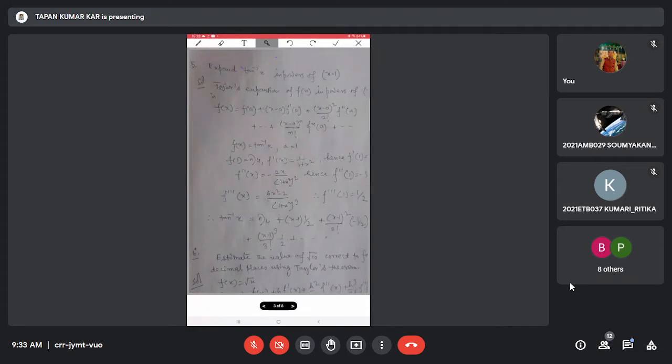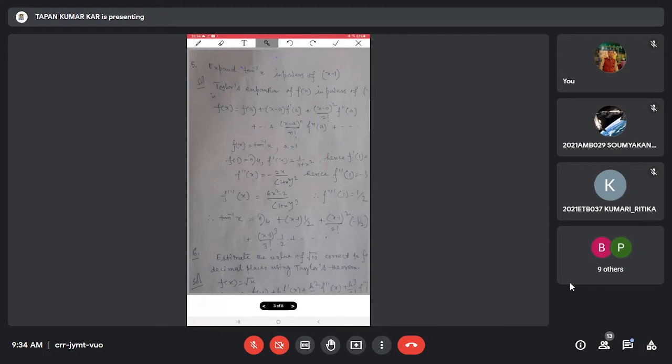Also solve it, but first try to understand by yourself. Then only you will check whether it's possible or not. Then you can proceed through that method that I have discussed here. What is the function? Tan inverse x, and you have to expand it in powers of x minus 1.